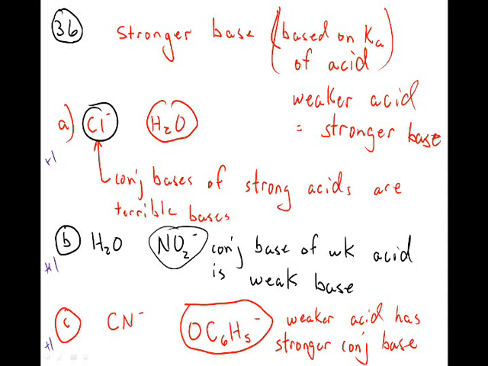So the conjugate bases of strong acids are terrible bases. Water makes a more effective base. B, the conjugate base of a weak acid is a weak base. And C, weaker acids have stronger conjugate bases.